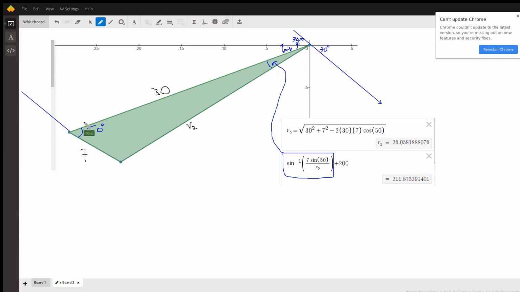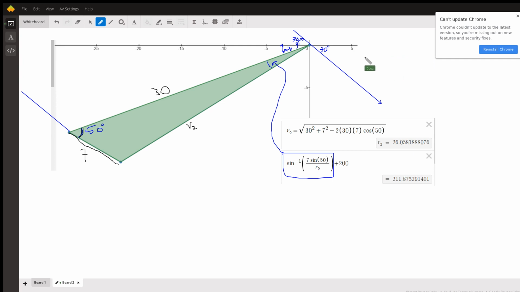This green triangle represents, well, this is the vector for the boat. This is the vector for the wind, but it's been transposed down here as an end-to-end. And this is the resultant vector right here. And if we want to find r sub 2 given this, it looks like if we put a 30 here and a 7 here, we could be using the law of cosines if we knew this angle right here.